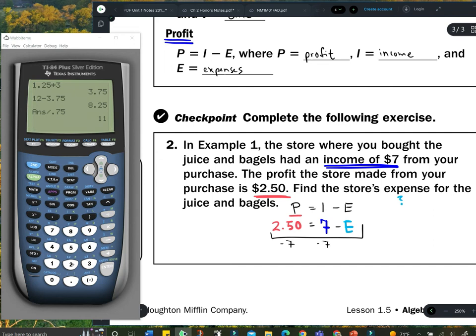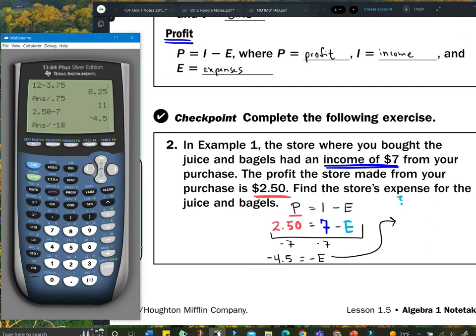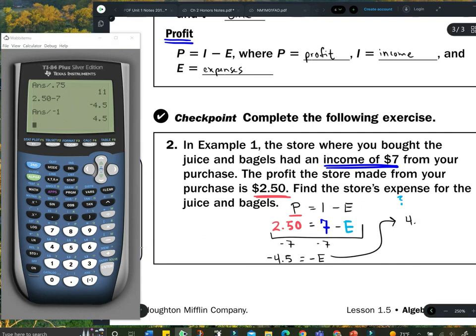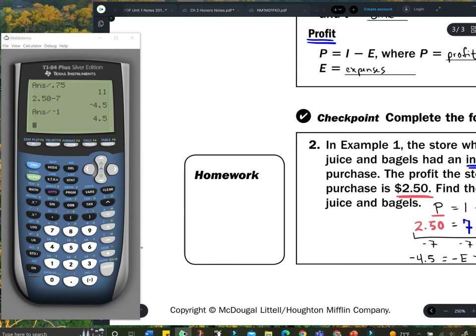So if we actually just subtract 7, 2.50 minus 7, we get negative 4.5 is equal to negative E. And if we then divide by negative 1, we can see that 4.5 is equal to E, or the expenses were $4.50. Okay, definitely try out these practice problems.